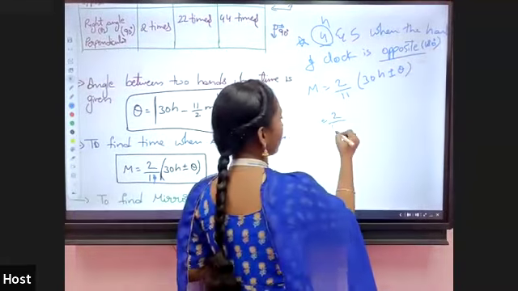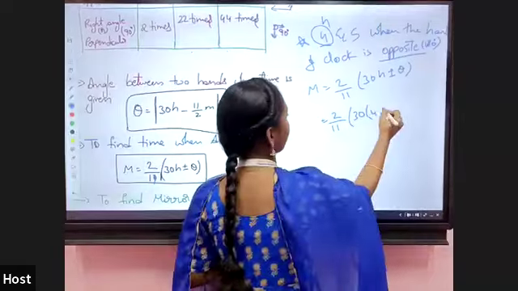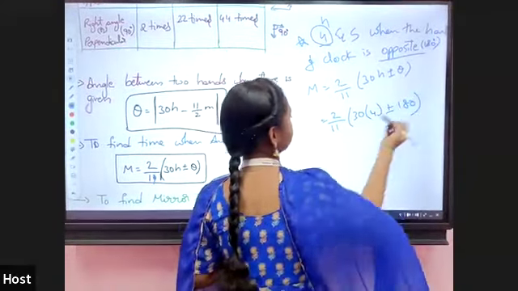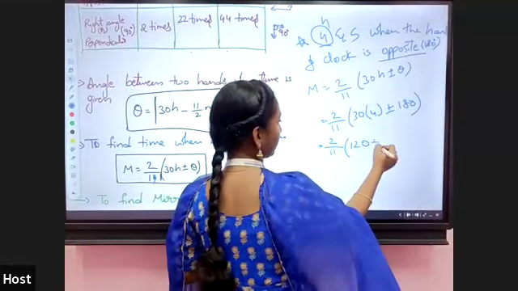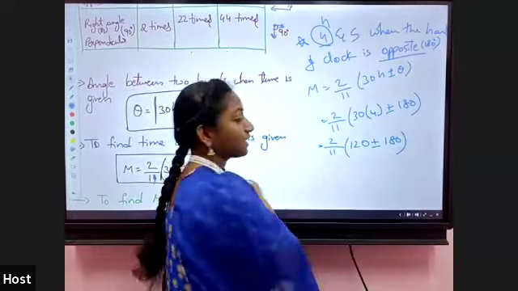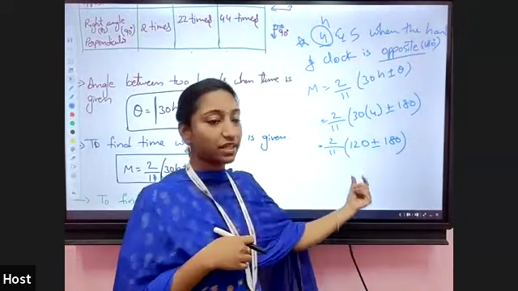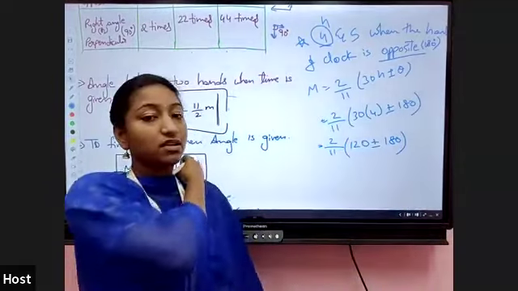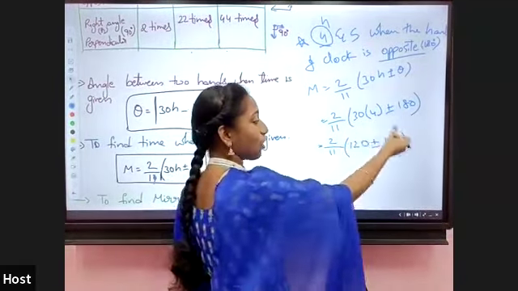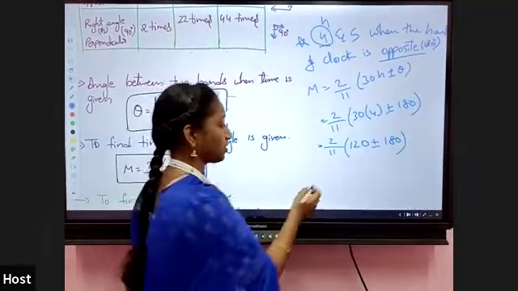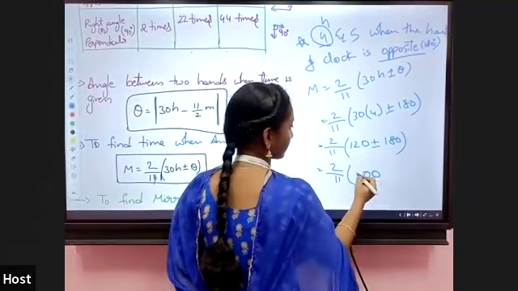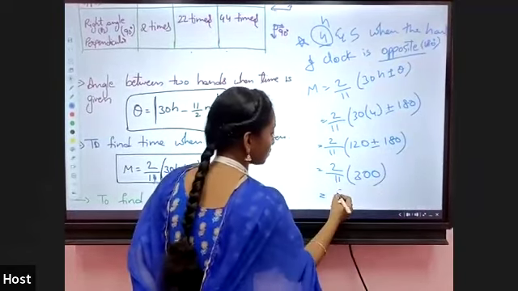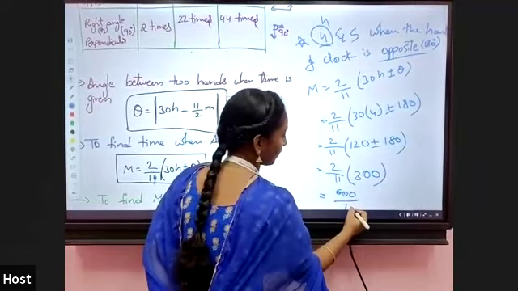So M equal to 2 by 11, 30 times H, which is 4, plus or minus 180: 2 by 11, 120 plus or minus 180. When this value is bigger than this value, we should do minus. When this value is smaller, we should do addition. So 2 by 11, 120 plus 180, that is 300. So 600 by 11.